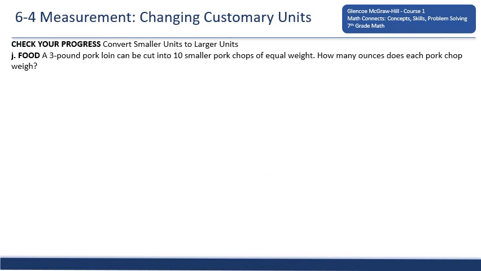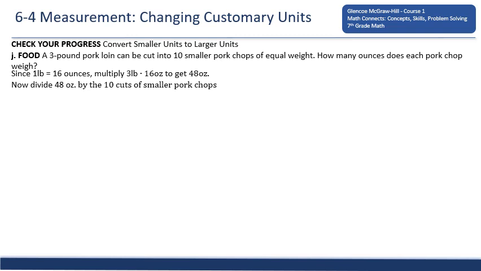A 3-pound pork loin can be cut into 10 smaller pork chops of equal weight. How many ounces does each pork chop weigh? So if there are 16 ounces in a pound, we'll multiply 3 pounds times 16 ounces to get 48 ounces. Now we have to divide 48 ounces by 10 cuts of smaller pork chops. So we put 48 over 10, and we will get a unit rate of 4.8 to 1. So each cut is 4.8 ounces.